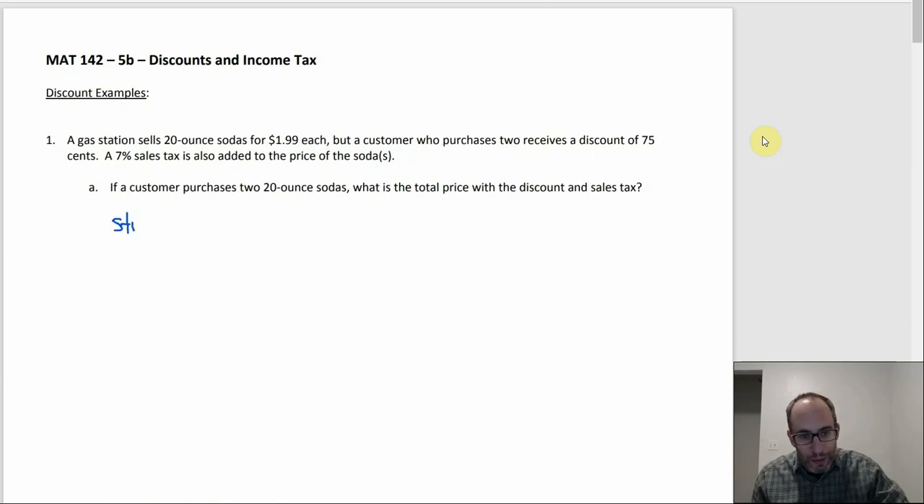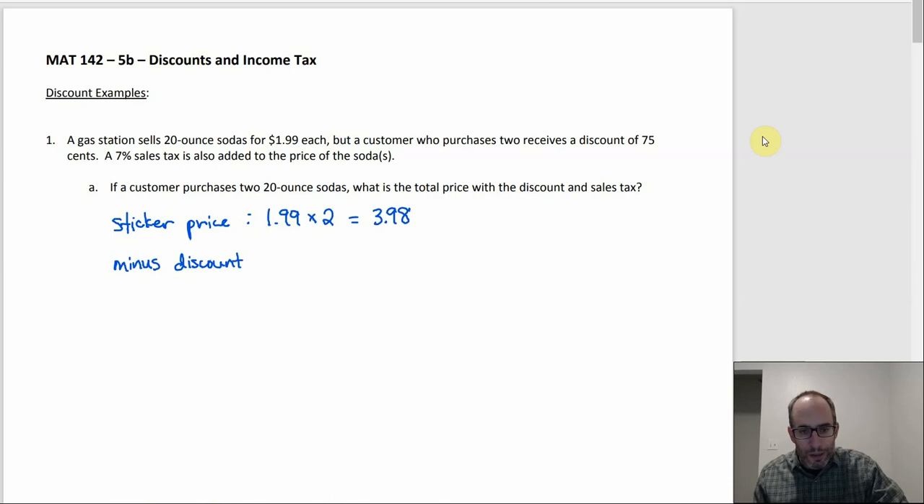So the sticker price for two of them would be $1.99 times two, right? If they're $1.99 each, when you have two of them. That makes sense. So that's $3.98 when you multiply that out. Then there's the discount. So we'll say minus the discount. So if we subtract the 75 cents, we're going to have $3.98 minus 0.75 for the 75 cents, which will give us $3.23.